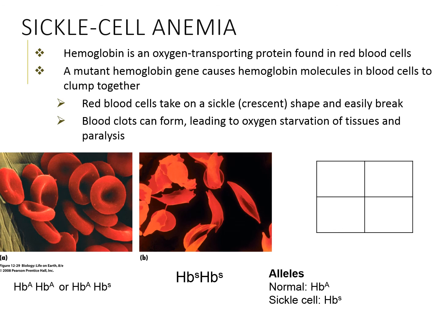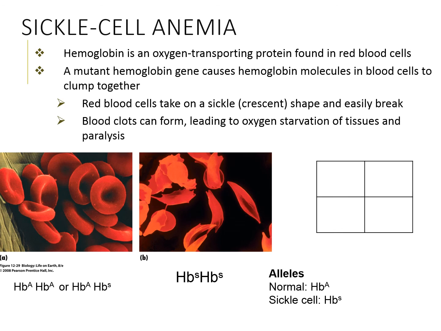Red blood cells take on a sickle or a crescent shape and easily break, especially when they get into the tighter parts of the body, such as joints, the capillaries in the joints. They can clog up those little spaces. Blood clots can form, leading to oxygen starvation of tissues and even paralysis and even death.